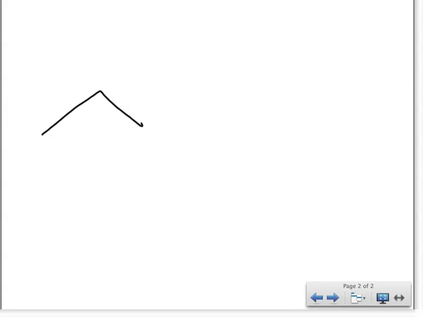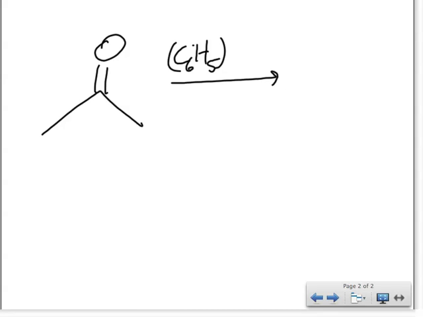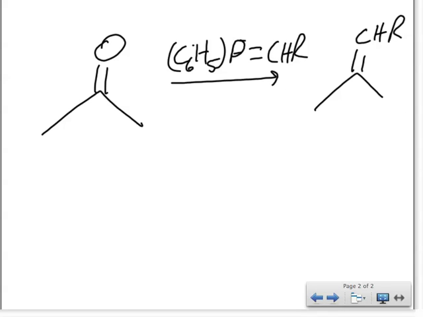The Wittig reaction starts with a carbonyl, usually an aldehyde or a ketone, and a phosphorus ylide. Here's a generic reaction. What results is an alkene. The phosphorus ylide, here shown as C6H5, is just shorthand for a phenyl group.